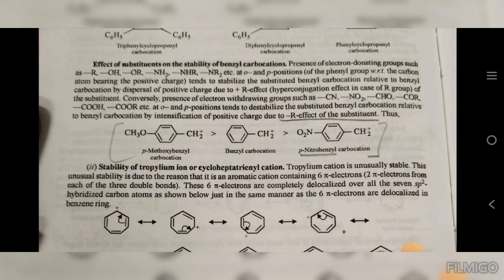Conversely, presence of electron withdrawing groups such as CN, NO2, CHO, COR, COOH, COOR, etc. at ortho and para positions tends to destabilize the substituted benzyl carbocation relative to the benzyl carbocation, by intensification of the positive charge due to the -R effect of the substituent. Thus, the order is p-methoxybenzyl carbocation, benzyl carbocation, p-nitrobenzyl cation.